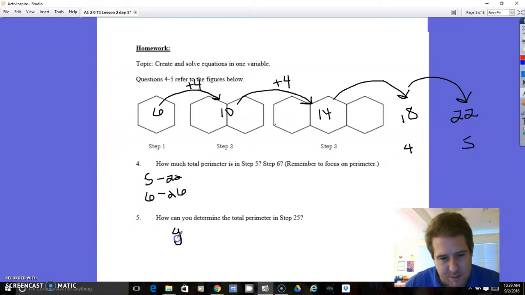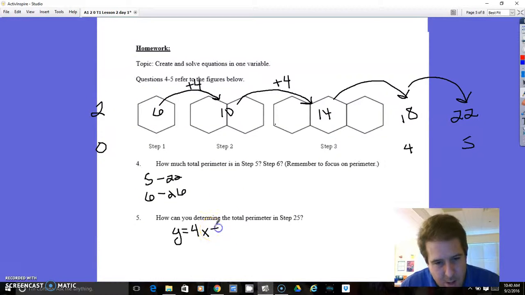I'm going to find what's called an explicit formula. Y, which stands for the total, equals the rule. It's always the same format. You're going to hear me say this a lot. 4 times x. I'm going to use x to represent the step. So x could be the 25th step in this case. It could be any step you want. So 4 times something plus the 0th term. So I'm going to go backwards to find the 0th term. If this was 14 and this is 10 and this is 6, if I keep going down 4, then that means this is 2. So I now know it's plus 2.